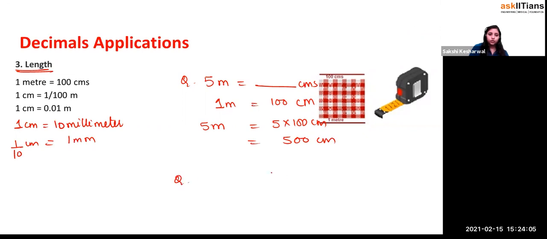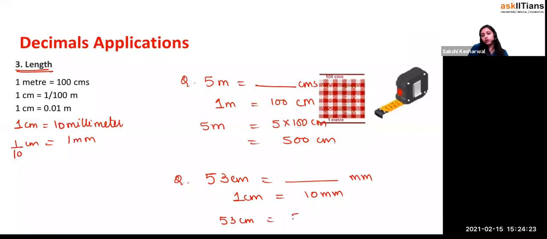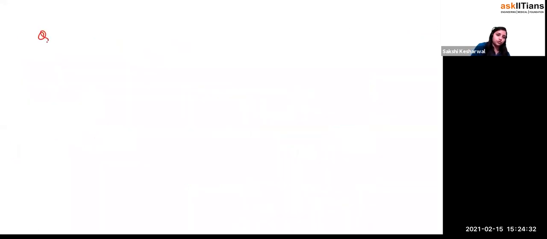Now if I give you the question, convert 53 centimeters to millimeters. We know that 1 centimeter is equal to 10 millimeters. So 53 centimeters is equal to 53 into 10 millimeters, which is equal to 530 millimeters.